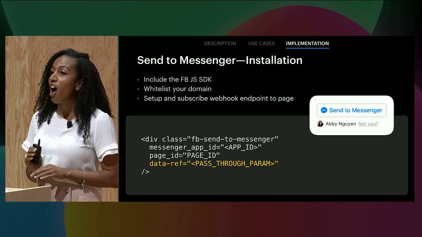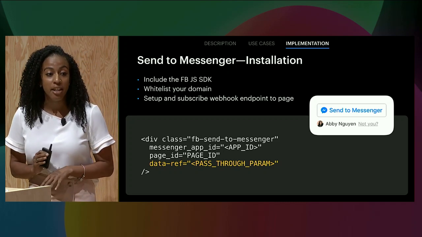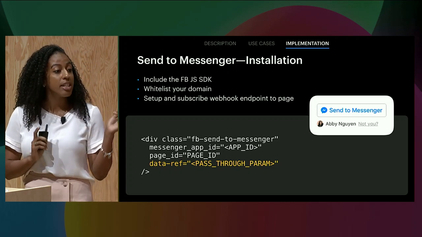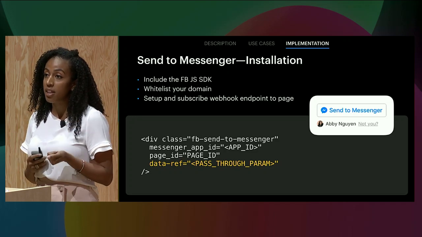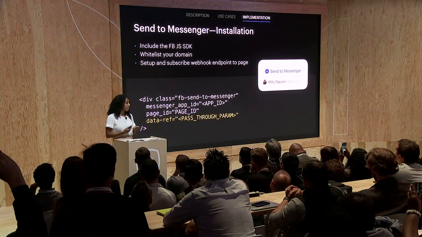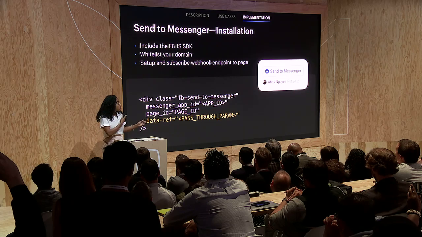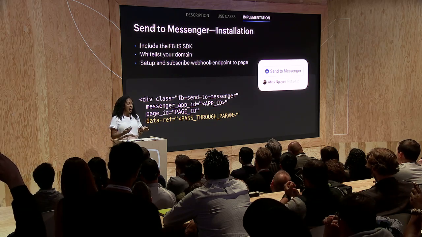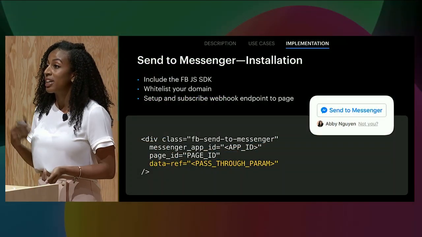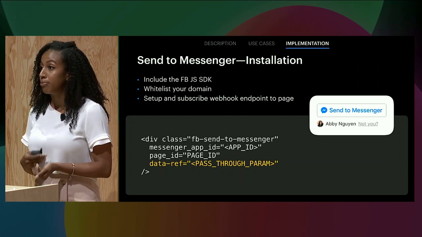Now, after ensuring that all three items are complete, you can go ahead and include the div element shown here and expect the plugin to render successfully. You can also include a reference parameter here so that you can pass information to your backend to know exactly which web view your click came from.